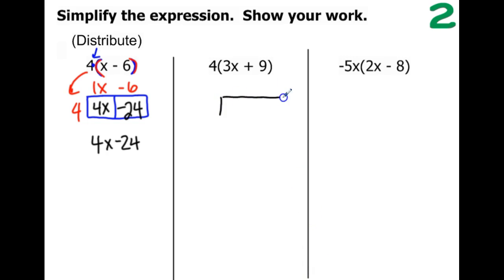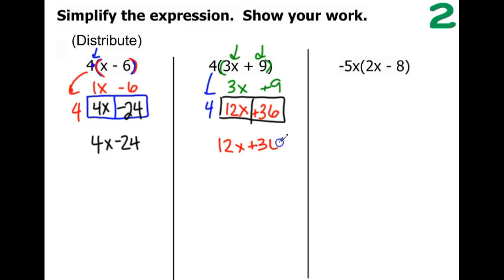I'm going to draw a box for this one as well, because I see a parentheses with two terms inside. That's my classroom, that goes on top, 3x and a plus 9. My teacher goes out front, that's the 4. 3 times 4 is 12 with the x. And 4 times 9, if you're not sure, use your calculator. 4 times 9 is 36, and it's all positive, so put a plus there. So our answer is 12x plus 36.